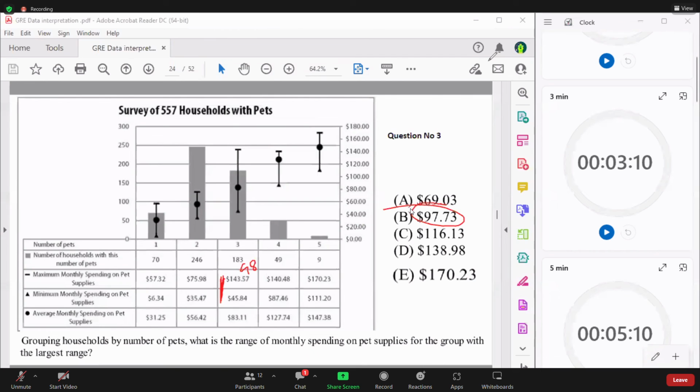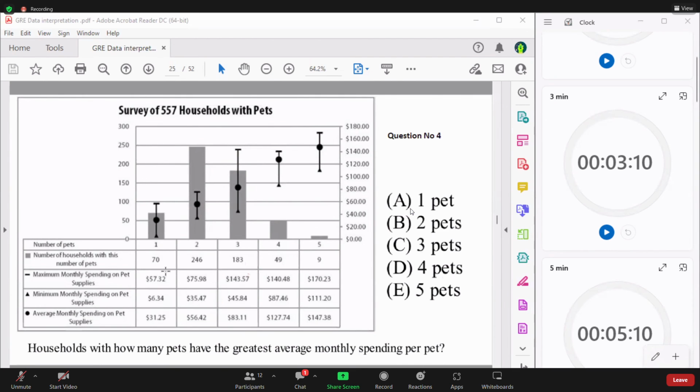Great. Wonderful. Next, we have, households with how many pets have the greatest average monthly spending per pet? It is the highest circle, which is the fifth case. No, that is where you're wrong.